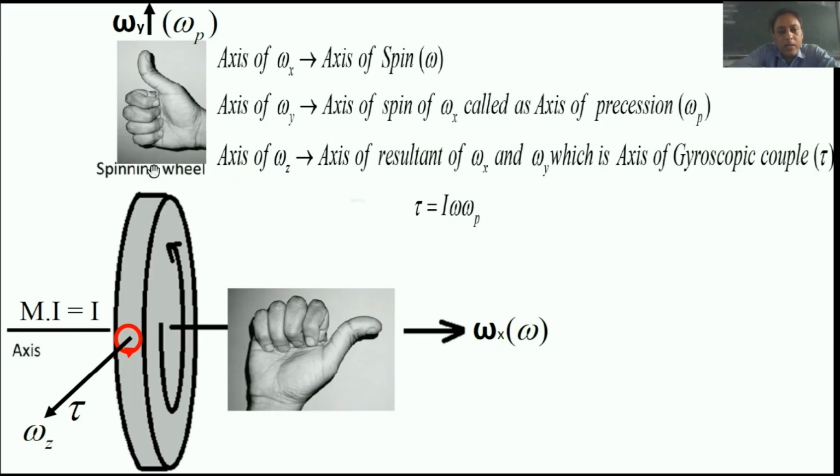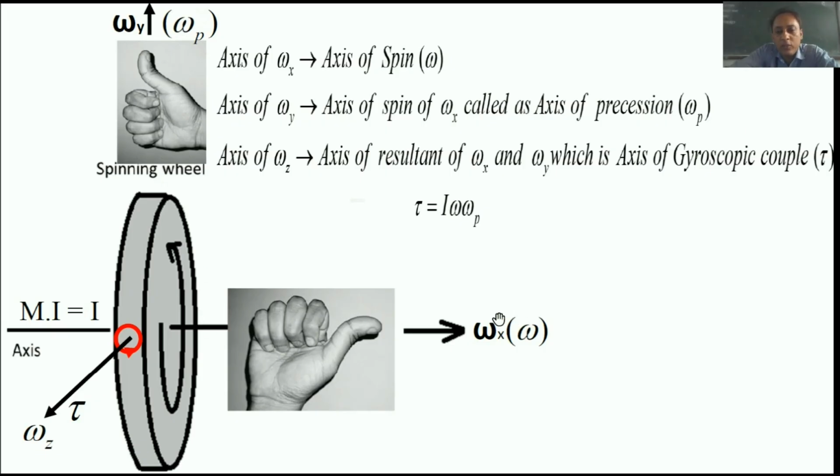Now it is made to spin about the y-axis also. The y-axis is perpendicular to the x-axis. So that is omega y. About a diametric axis, it is made to spin also. I already talked about this in my previous slides. So this axis is called the axis of precession.